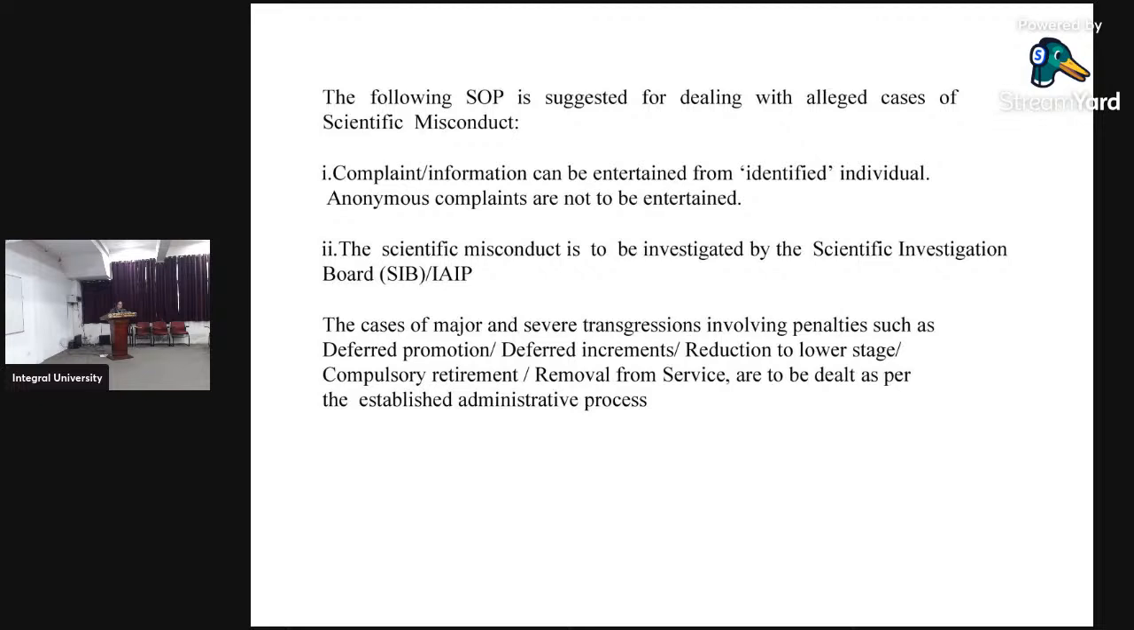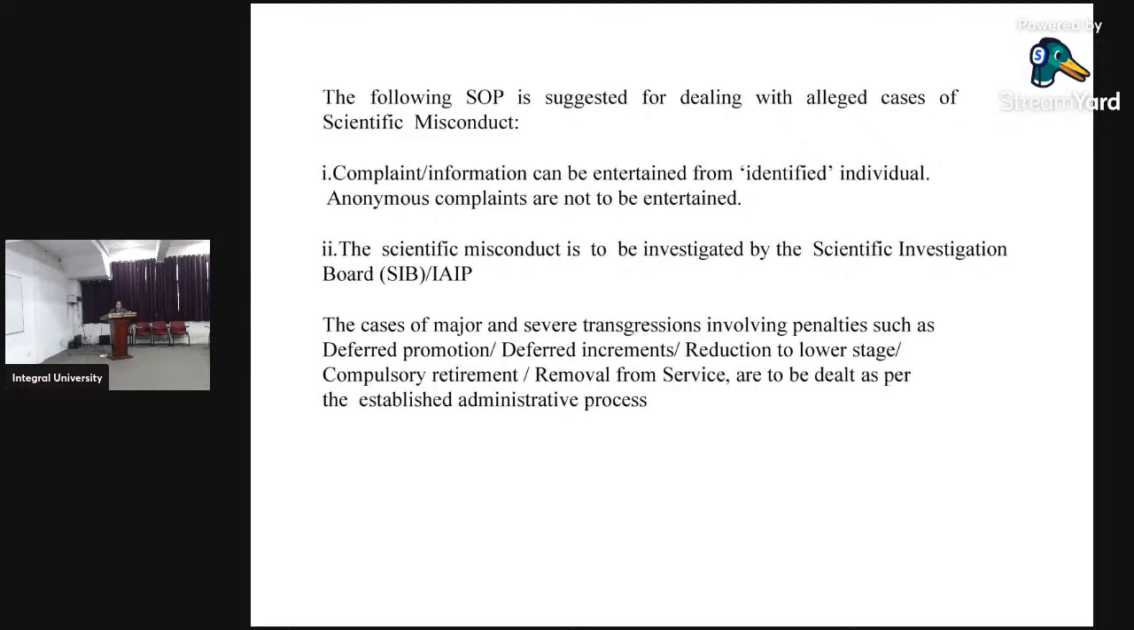So institutional academic integrity panel is also another requirement for every kind of institution. Institutional academic integrity panel, IAIP. Other than that, scientific investigation board is a necessity. Every institution should have a scientific investigation board. What are they empowered in? They are empowered in looking into the complaints and evaluating whether the complaint is authentic obviously based upon evidence. So the author would also get a chance to present his or her evidence.